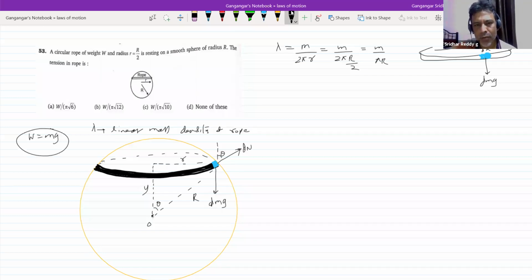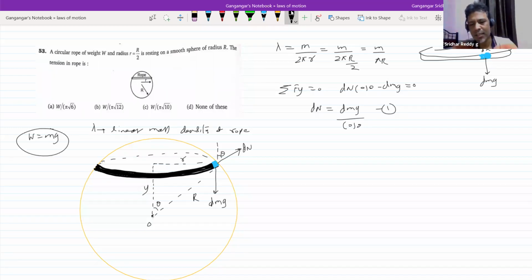Now along the y-axis, net force along the y-axis is 0. So dN cos theta minus dmg equals 0. So you keep this equation: dN equals dmg by cos theta. Now we will balance the horizontal component dN sin theta. Somebody should balance it. So the tension in the rope.